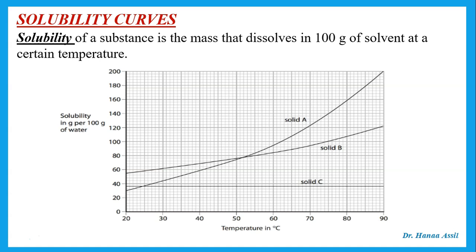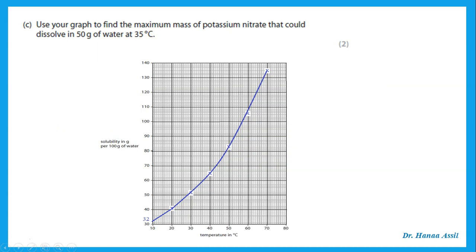So solubility is the amount that dissolves in 100 grams of the solvent at a certain temperature, because at different temperatures, different amounts will dissolve. So you have a curve like this, and you will be required to analyze it. How much of solid A dissolves at a certain temperature, for example, and so on. That is called a solubility curve. So when we have something like this, we have this curve.